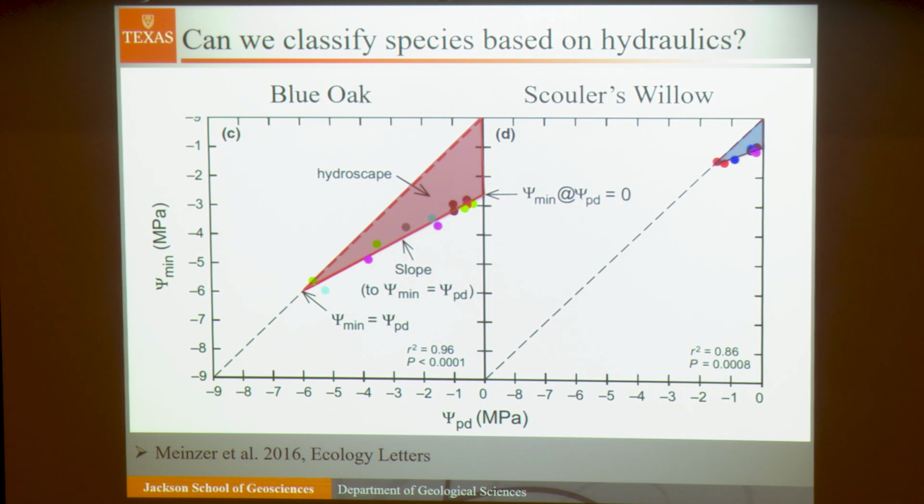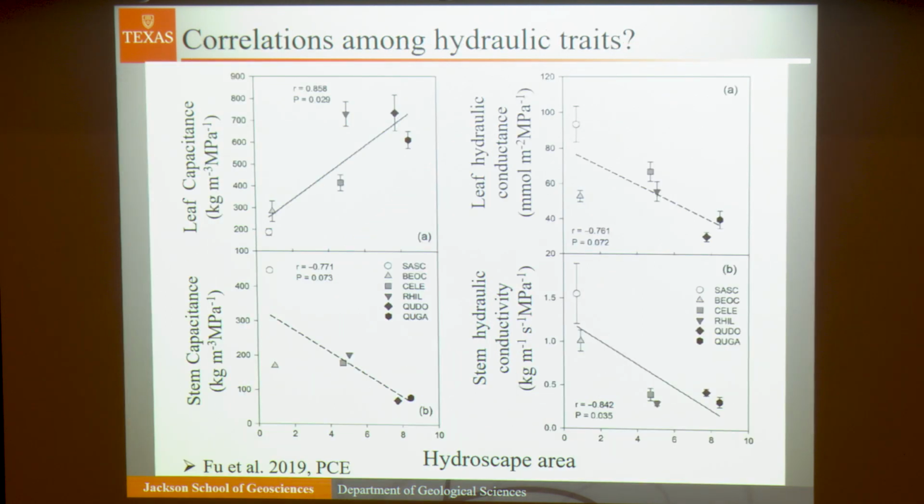one of the things that we think about a lot is the way that hydraulic traits work together to facilitate these strategies. And so in recent work that came out of Fu, which is one of the folks in Meinzer's group, they were able to show that that hydroscape area is connected to stem capacitance and leaf capacitance and leaf and stem hydraulic conductance and conductivity in significant fashion. But they only showed 6 species.